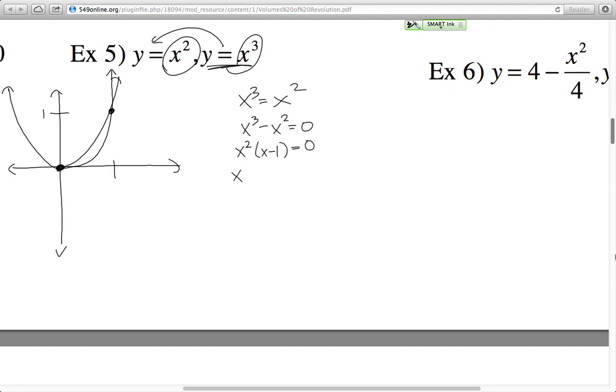And so we end up with x equals 0, a double root, which doesn't matter right now because we're not doing a sign analysis. So 0 and 1, they cross there. Everybody agree? Yes. And they both hit the point (0, 0). If I plug 0 in, they both get 0, right? Plug in 1, they both get 1.